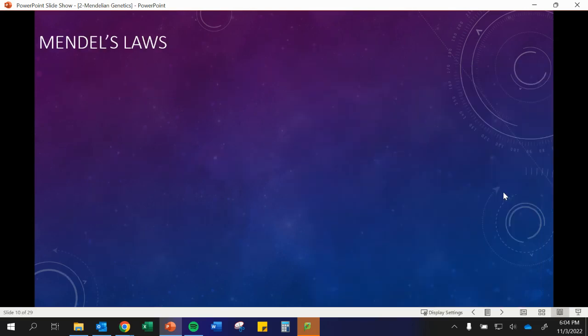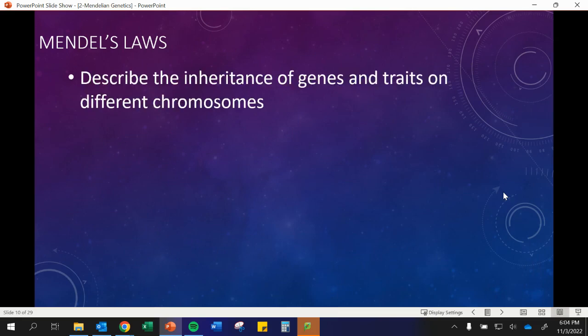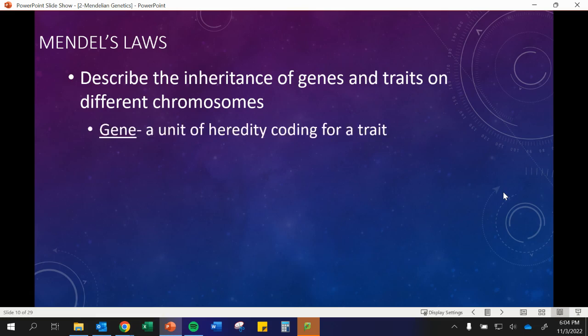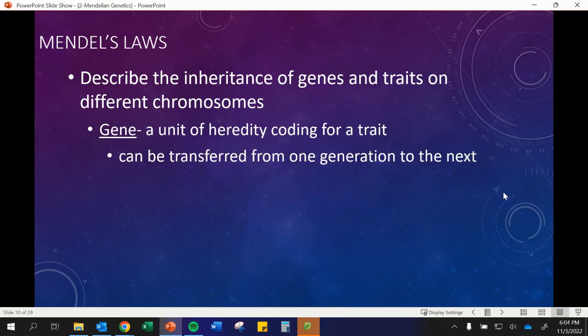Okay, so now we're going to get into Mendel's laws of genetics. These describe how genes are inherited, and those traits are passed down from different chromosomes. So a gene, just as a definition, is a unit of heredity coding for a trait. It's a piece of DNA that codes for a particular trait, and it's transferred from one generation to the next. It is also related to our genotype.